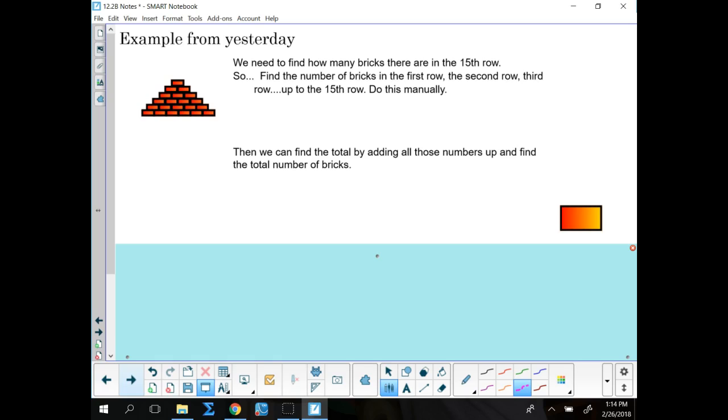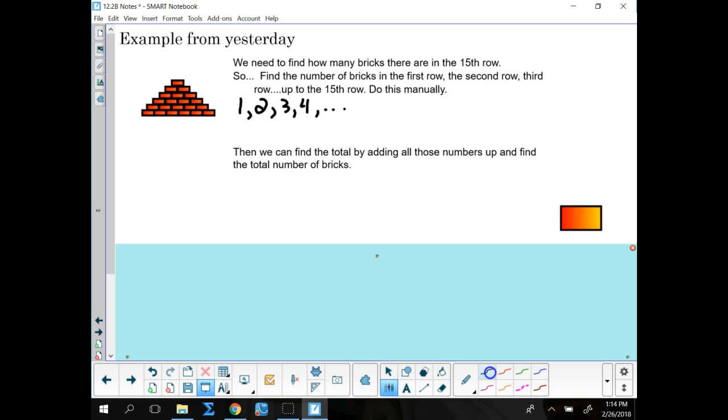Okay? So we need to find how many bricks there are in the 15th row. So, how many are there in the first row? There is one brick in the first row. Then, I want to list it. How many are in the second row? 2. In the third row? 3. In the fourth row? 4. And so on and so forth, right?